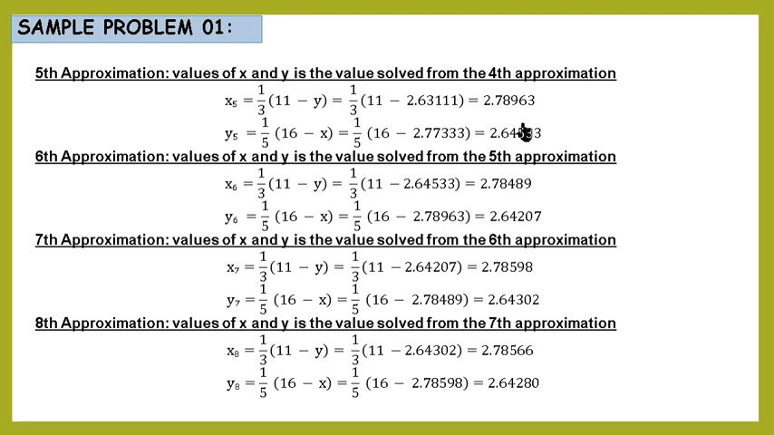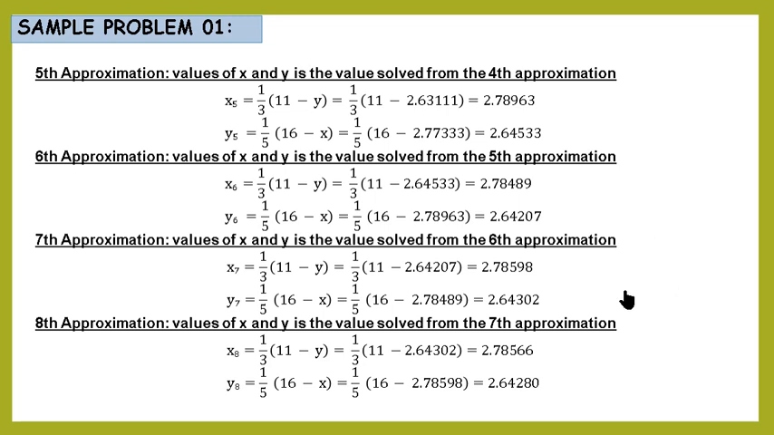So, pag tinitignan natin, hindi pa sila parehas, 2 consecutive. So, 6th approximation, susunod na iteration natin, yung value ng x and y natin is yung value natin dito sa 5th approximation. So, substitute lang natin ulit. Ito na yung makukuha nating values. And then, you have to repeat that process until we have 2 consecutive na approximation na magkaparehas.